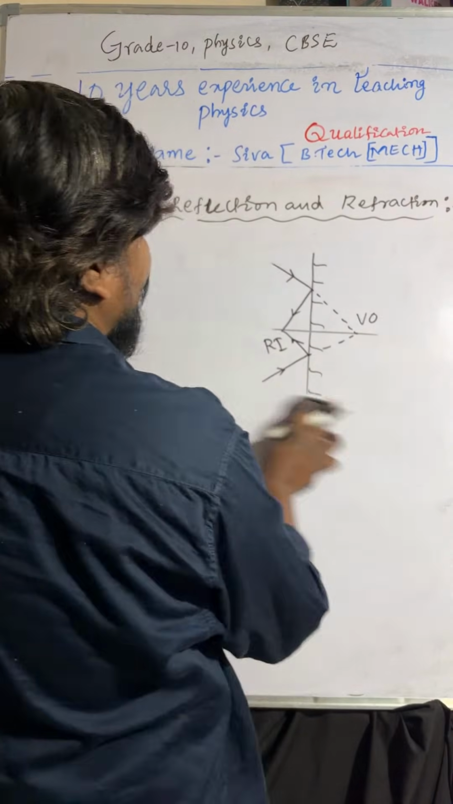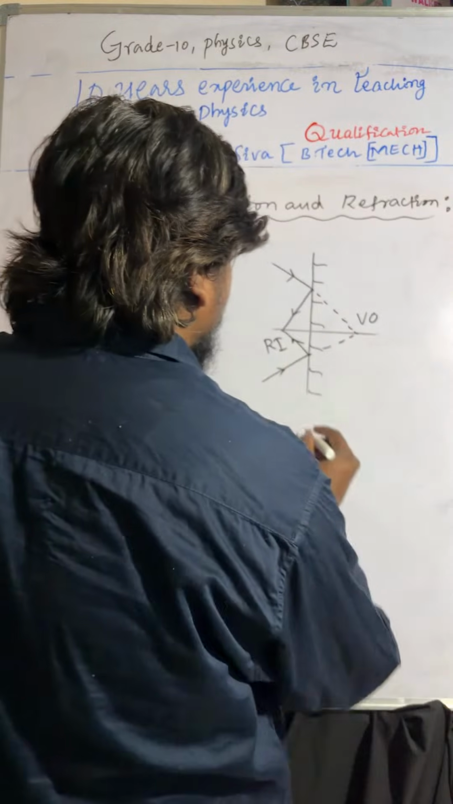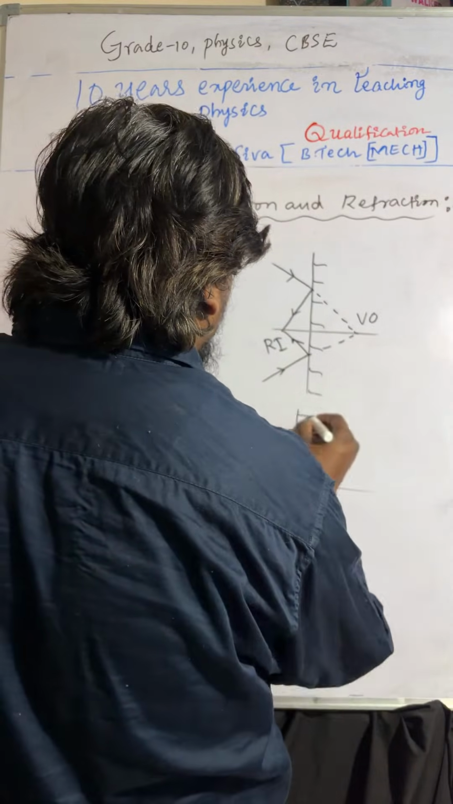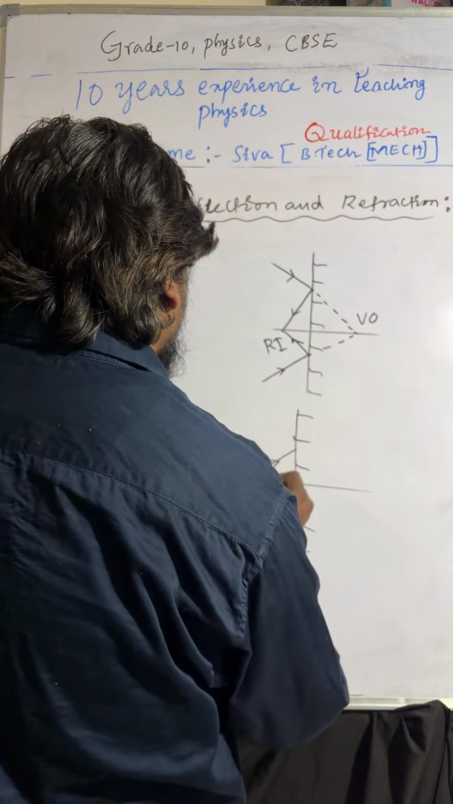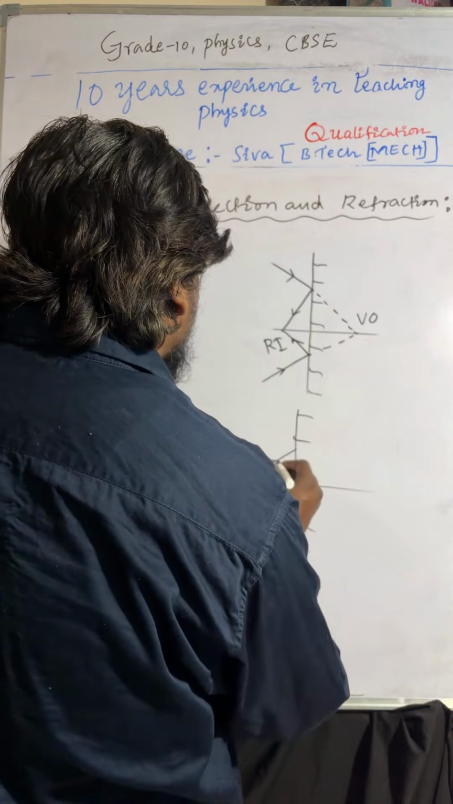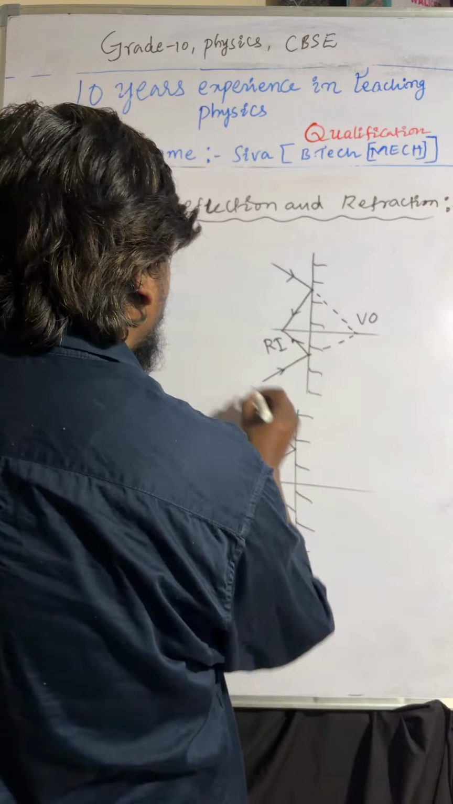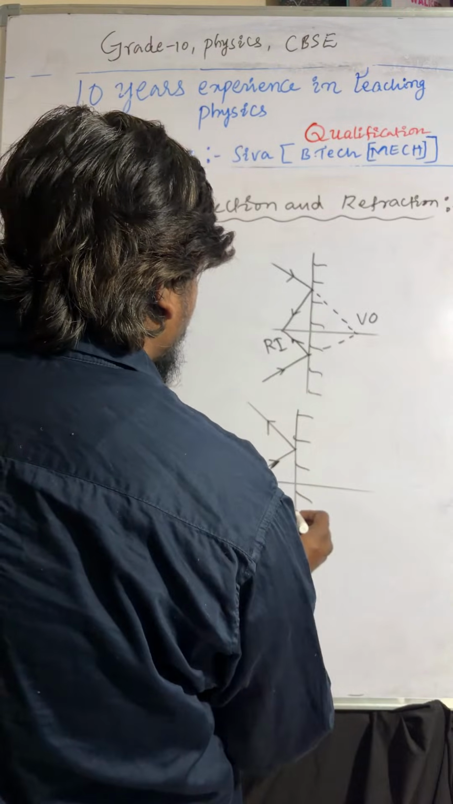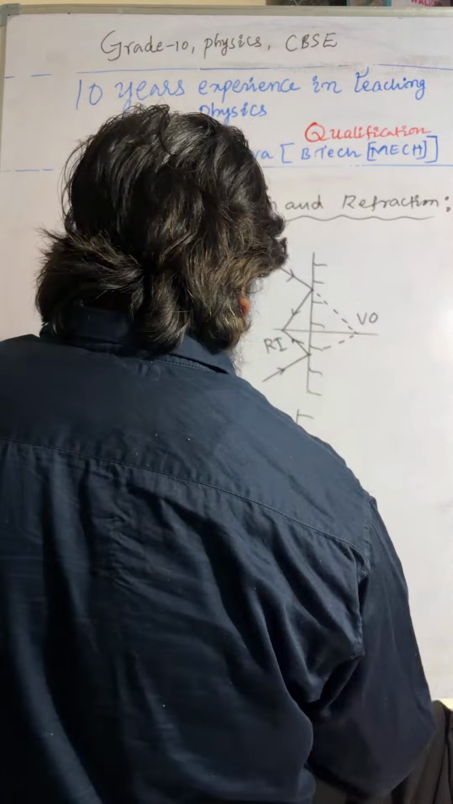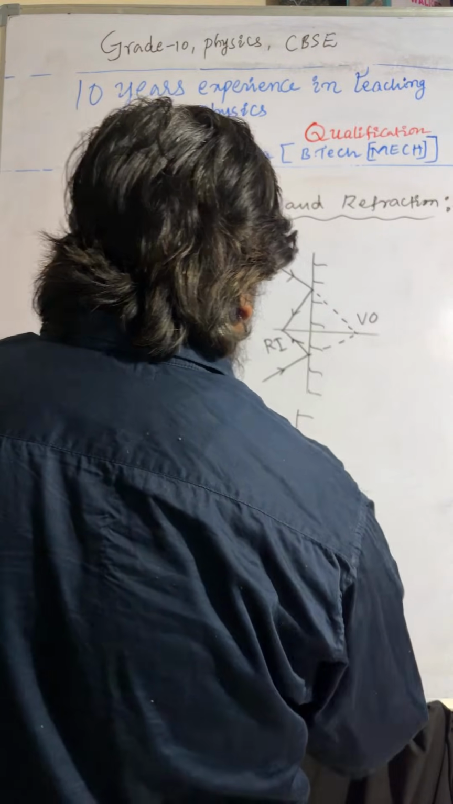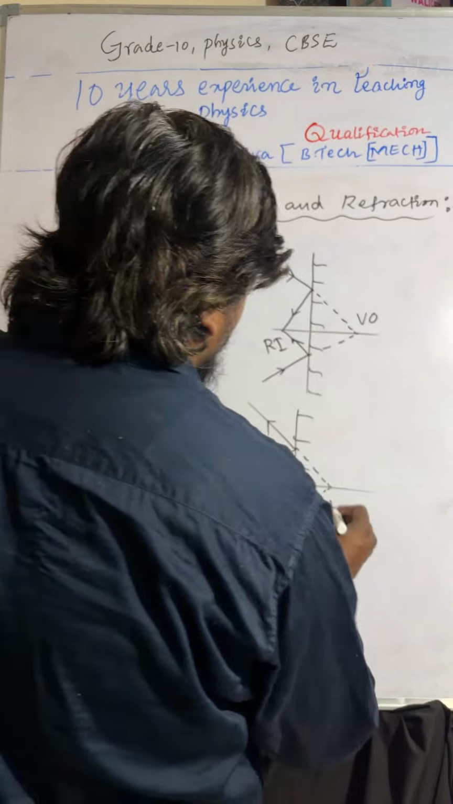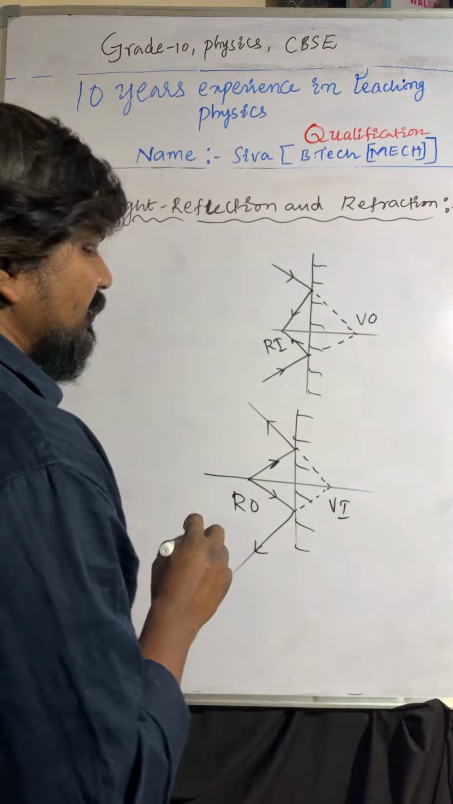Coming to the next one, I'm taking the plane mirror. From here light rays are coming, and after reflection those light rays are moving away. Here you can extend them. So this is a real object and virtual image. Understood or not?